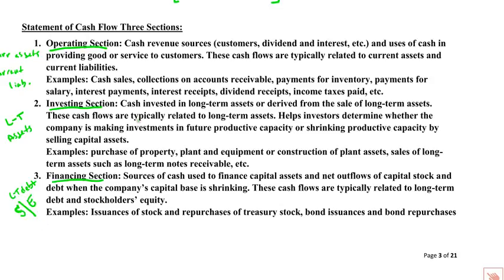So operating section, basically after you have received all the cash you're going to receive from customers and paid all you had to pay to provide the good or service, how much is left over. So you want to see a positive operating cash.